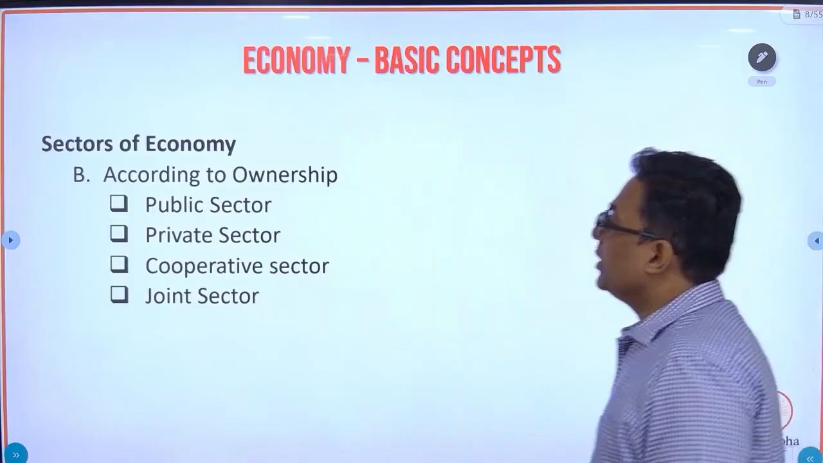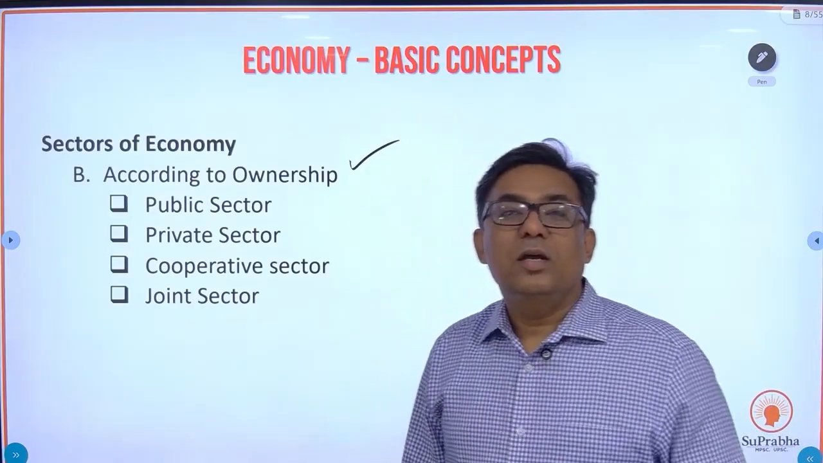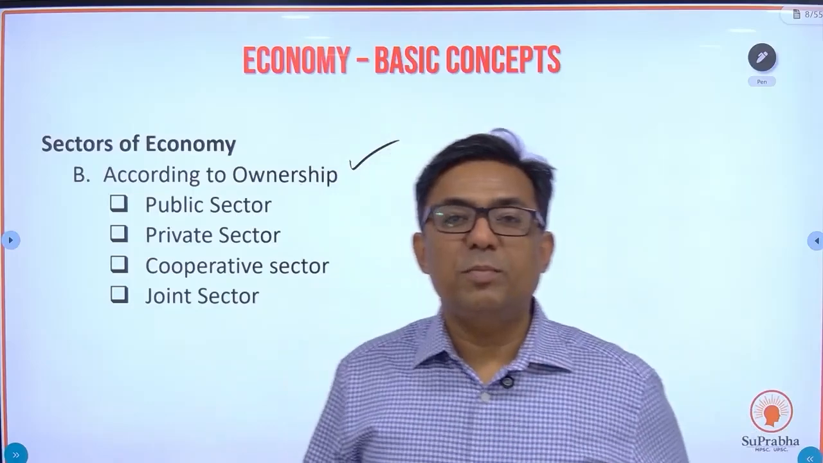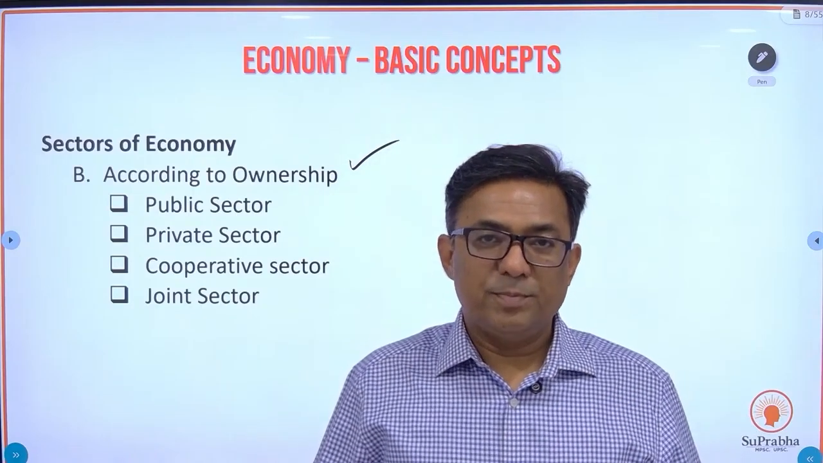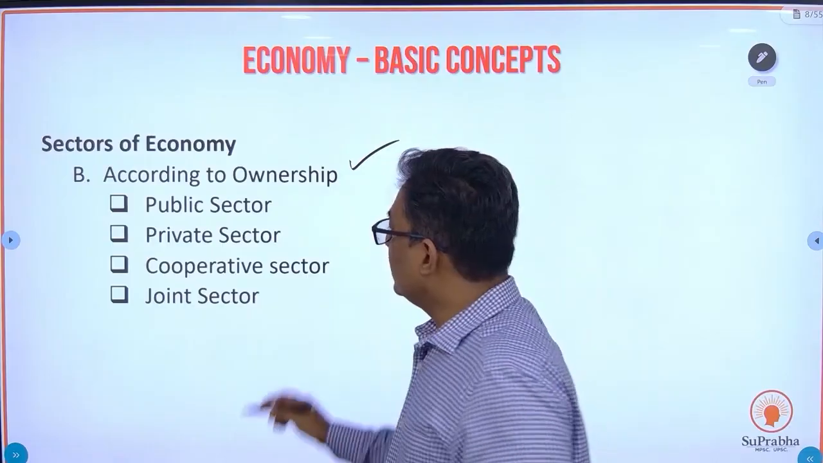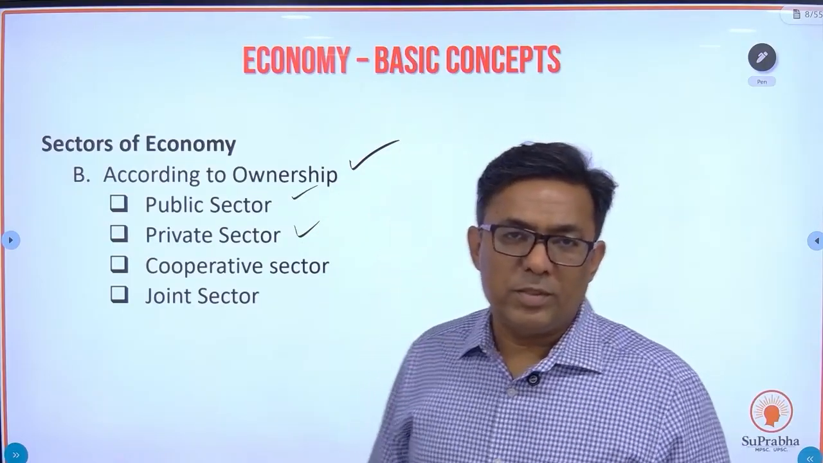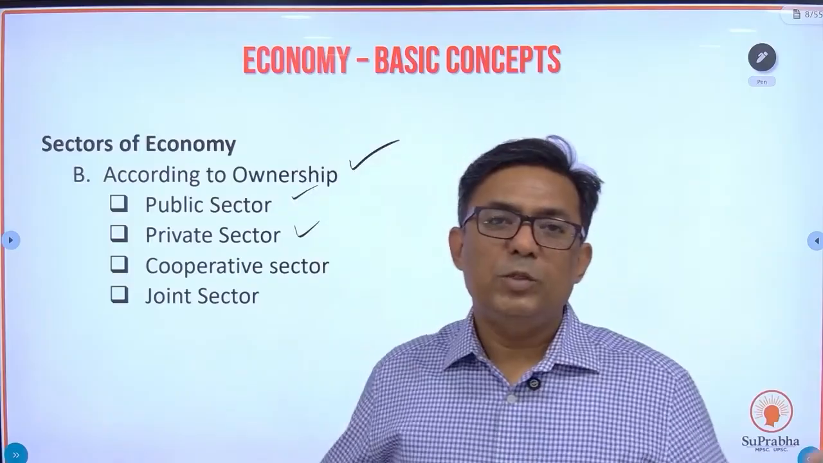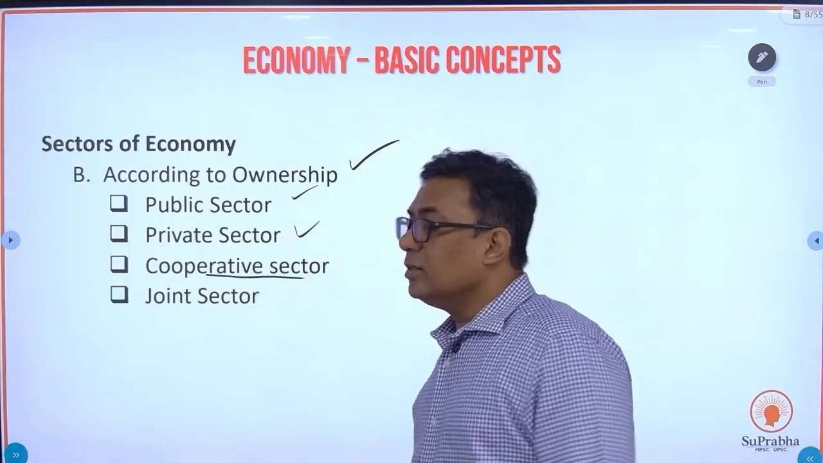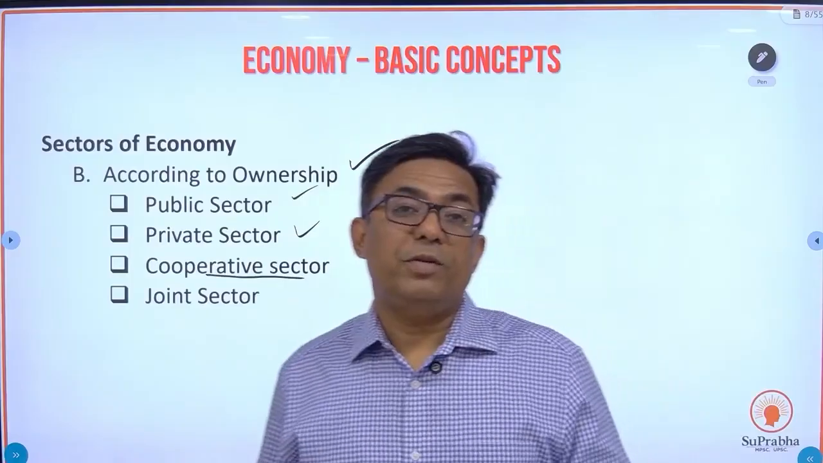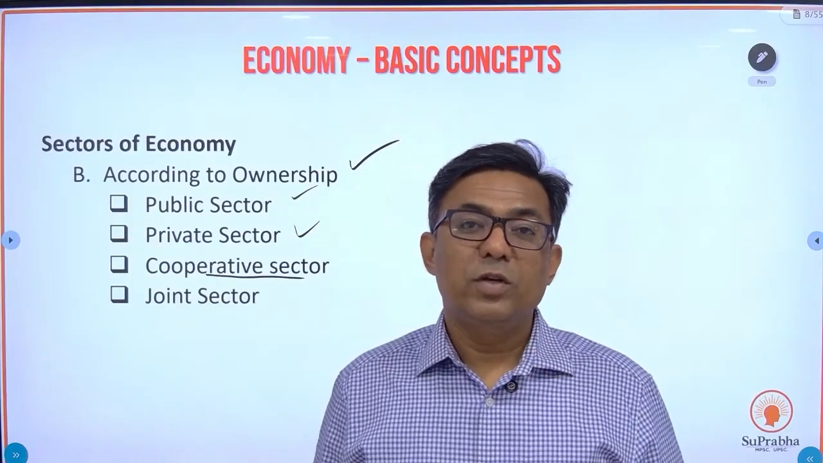Then sectors of the economy according to ownership. According to ownership, what are the different sectors? One is the public sector. Public sector means owned by the government. Second is the private sector. It means owned by private persons. So this academy is owned by a private person, so it's a private sector. Then cooperative sector, this is a very, very special kind of private sector.